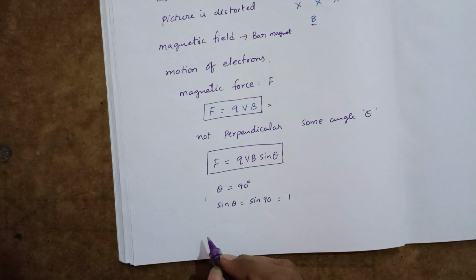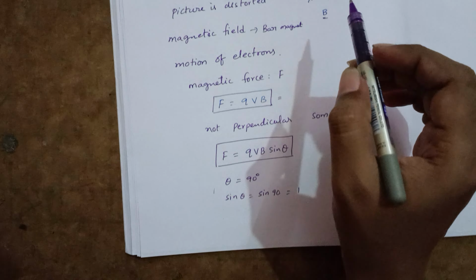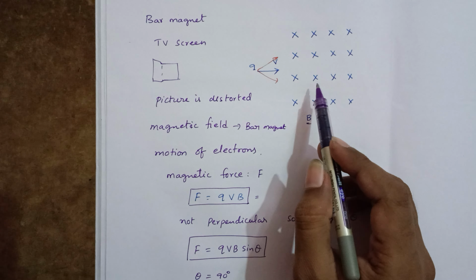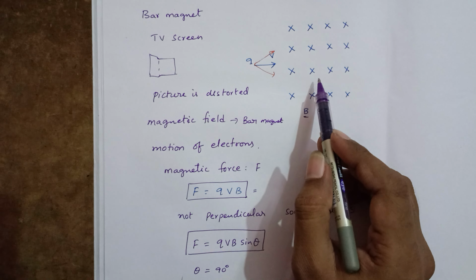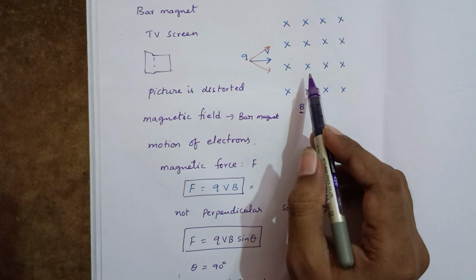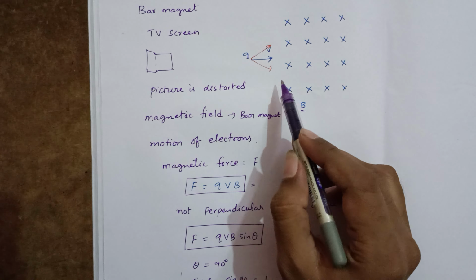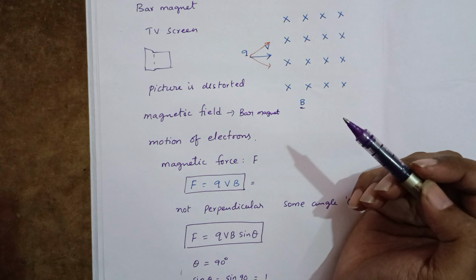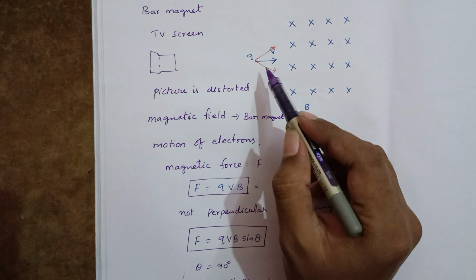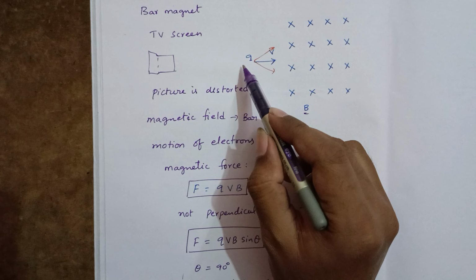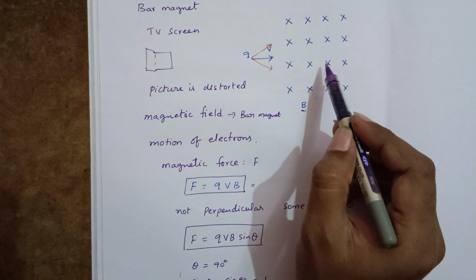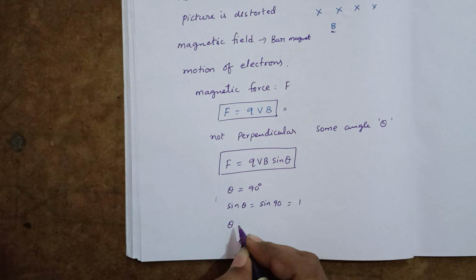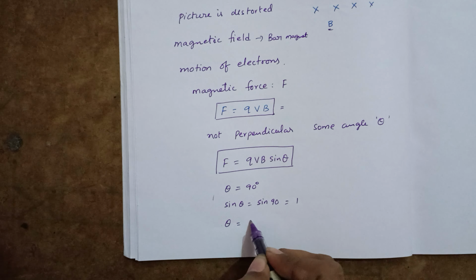Now if the charge and magnetic field are parallel to each other, what is the magnetic force on the charge moving parallel to the magnetic field? Very, very important question. What is the force acting on the charge which is moving parallel to the magnetic field? Parallel means 0 degrees.